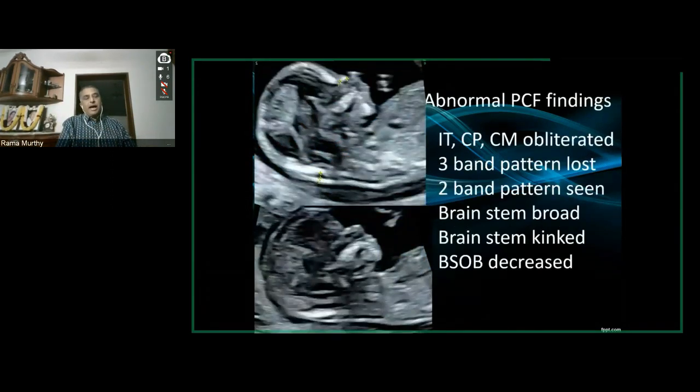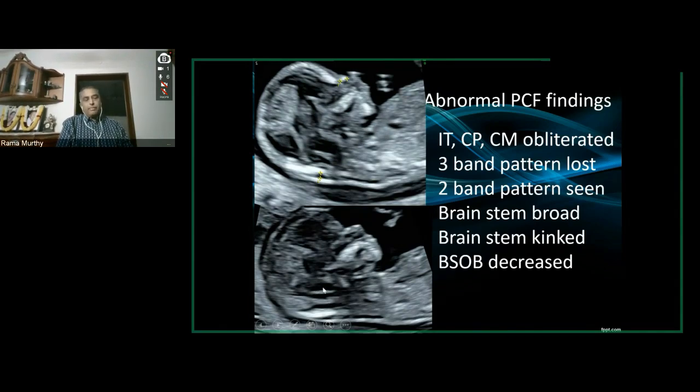We know normal. I have put a normal here for your reference. This definitely doesn't look normal. All of you agree with this. I hope you find the 3 hypoechoic bands here. You don't find the hypoechoic 3 bands here.